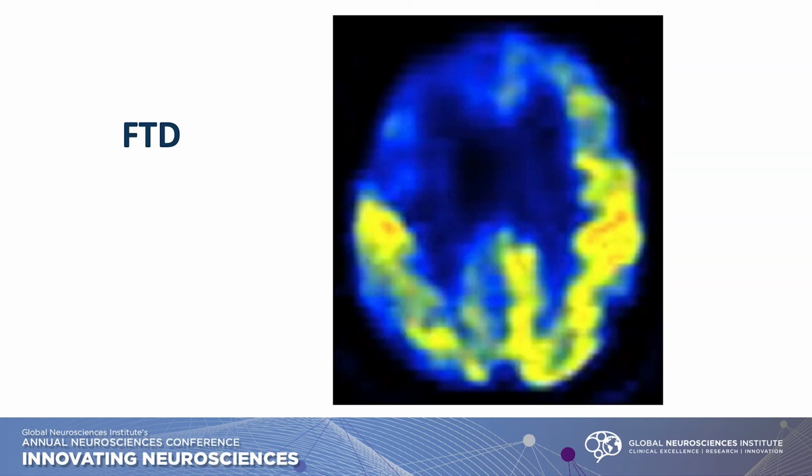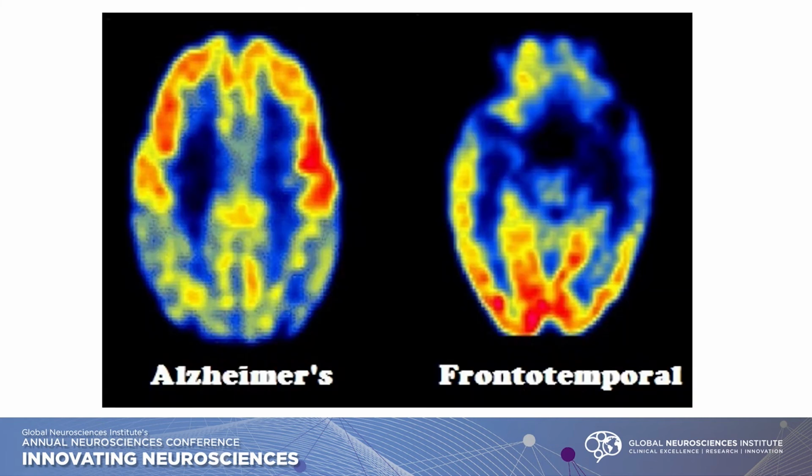This is the PET scan showing pronounced hypometabolism in bilateral frontal regions, but the right side is definitely affected more than the left. And this is just a side-to-side comparison of how differently frontotemporal dementia looks from Alzheimer's disease, where Alzheimer's disease has more posteriorly pronounced hypometabolism, at least initially, as opposed to frontotemporal, which has it more anteriorly and, obviously, as the name implies, in the frontal and temporal lobes.